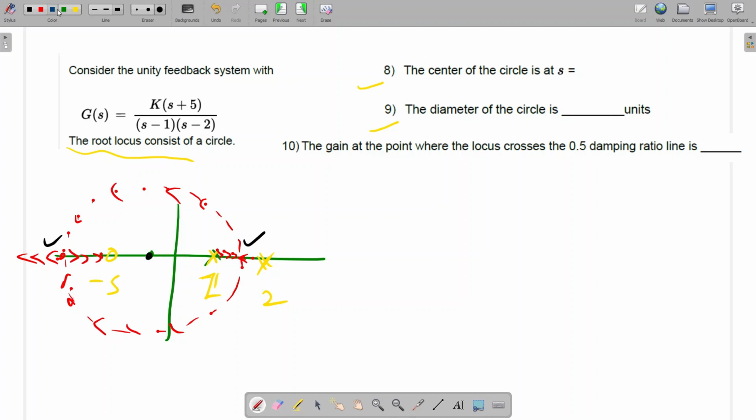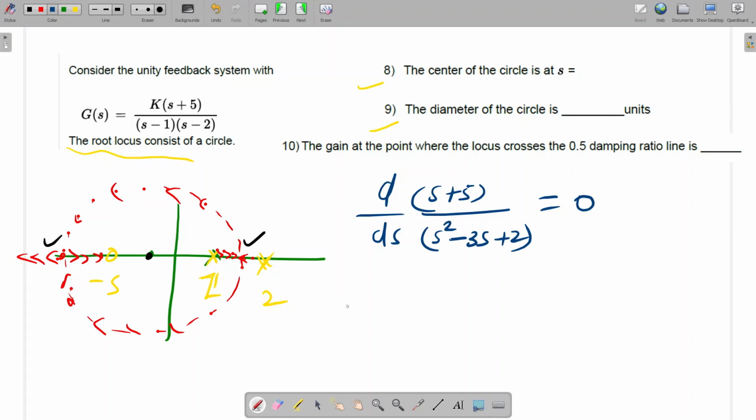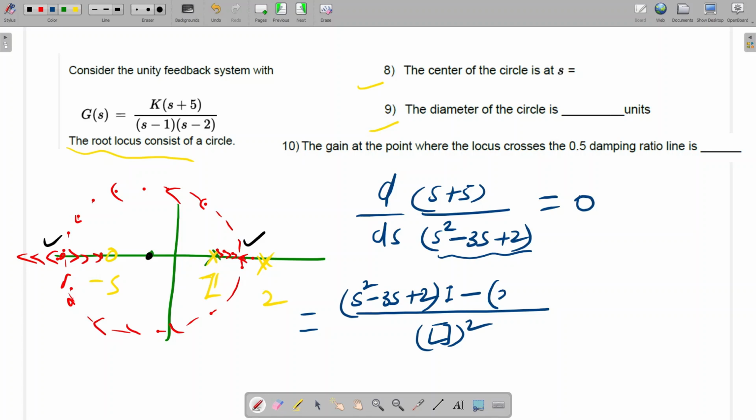So how can we calculate the break point? d by ds of (s plus 5) divided by (s square minus 3s plus 2) should be equal to 0. Okay, so what will be the denominator? That will be this square, (s square minus 3s plus 2) square. Again, the numerator will be s square minus 3s plus 2, and this differentiation will be 1, minus this differentiation, which will be 2s minus 3, correct? And it will be s plus 5. This should be equal to 0.